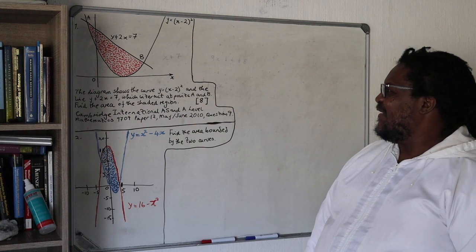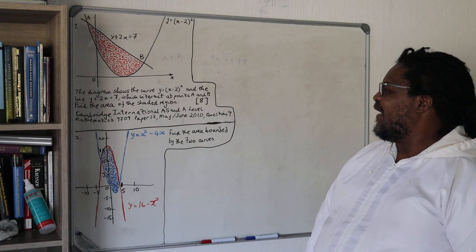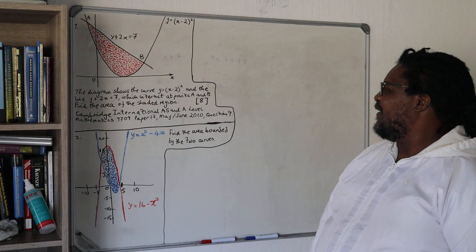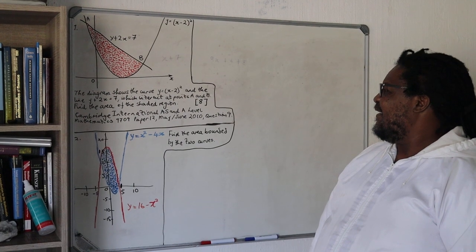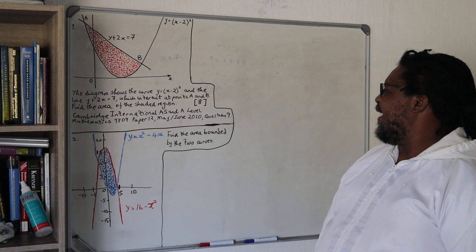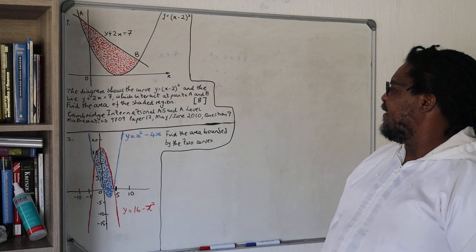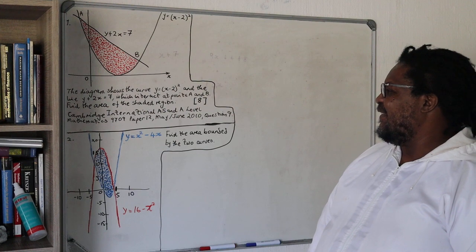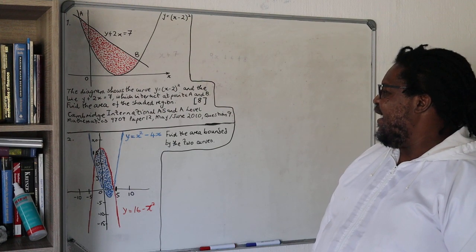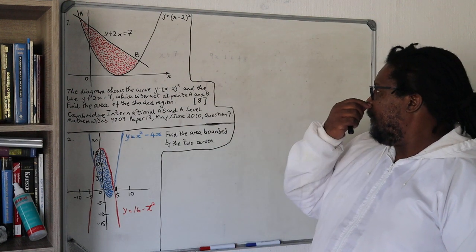Today we are going to look at two questions, and apparently they were both in the Cambridge International AS and A-Level Mathematics 9709 paper 12 for the May-June 2010 examinations. One was question 9 and the other was question 10. We just numbered them here, question 1 and question 2.